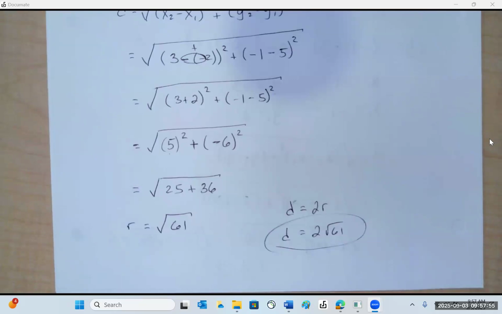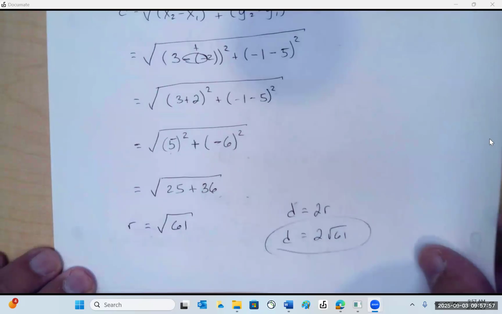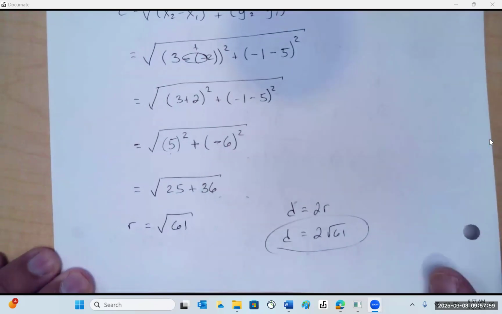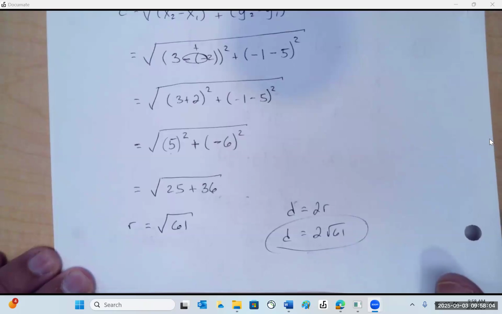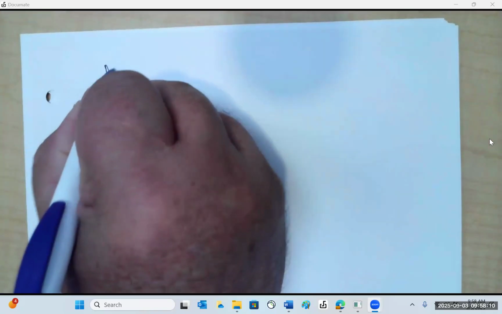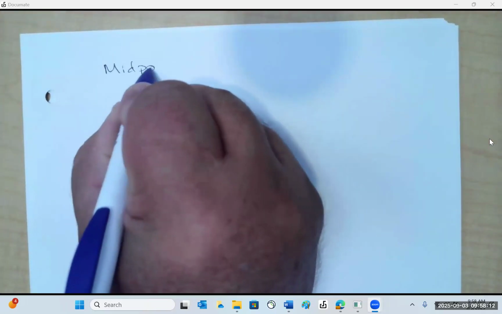So that's diameter and distance. The next thing you guys want to talk about, midpoints. What's a midpoint? If you had to define it, what would be a midpoint? Yeah, a point halfway between 2 other points.